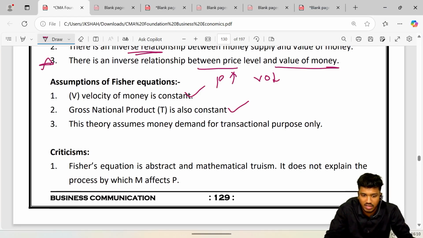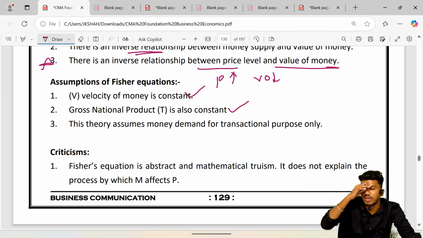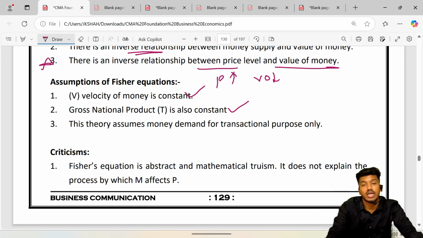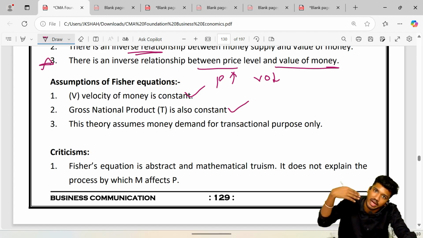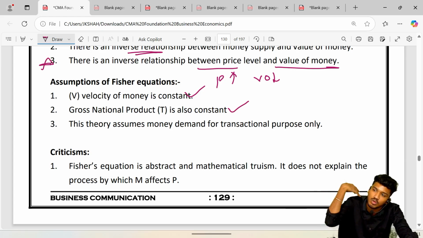The theory assumes the money demand only for transaction purpose. There are various purposes, that is called transactional purpose, investment purpose, again, that is keeping it for saving. In all the transactions, basically, it is assumed that money is being expended. So whatever the money is being brought, it is all being expended. Whatever the money you get, you are not saving anything. You're just using all the money.